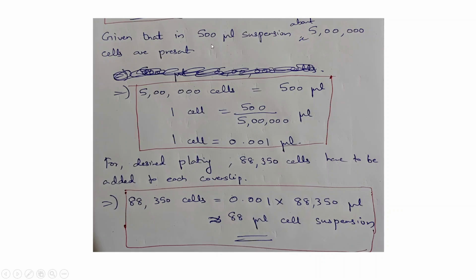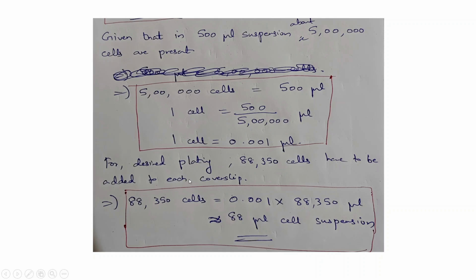It has also been given that in the 500 microliter suspension that we have, about 5 lakh cells, or 500,000 cells, are present. So I will just write it down: 5 lakh cells are present in that 500 microliter suspension. If you want to take up one cell, you just divide this 500 by this 5 lakh cells. That will give you a value of about 0.001 microliter. So if you take this much volume, that is 0.001 microliter or 1 nanoliter, you will be able to pick out one cell. That is what it means.